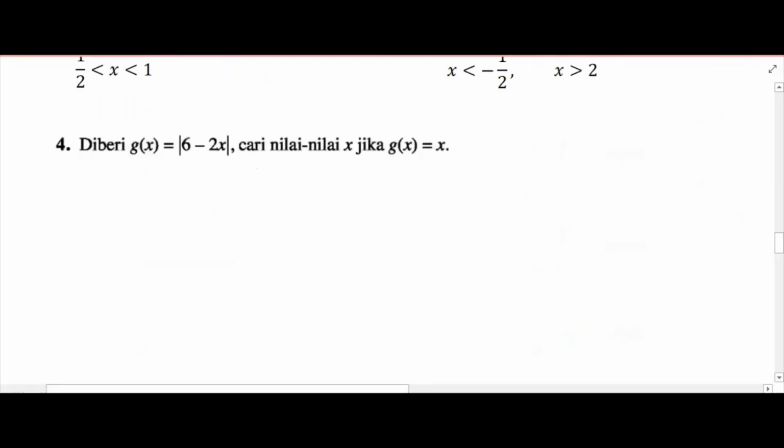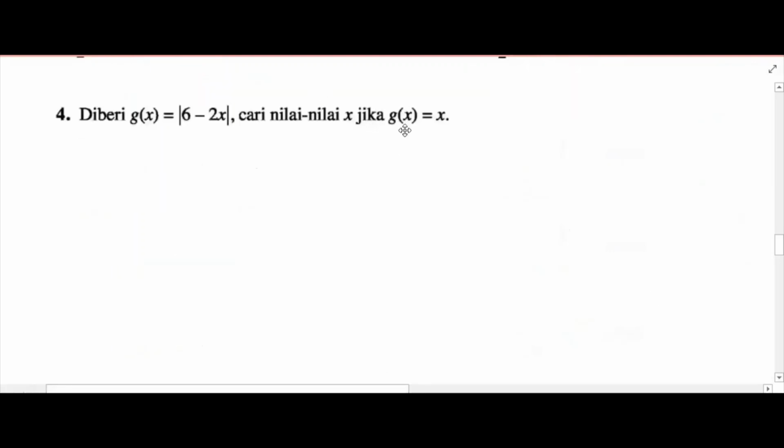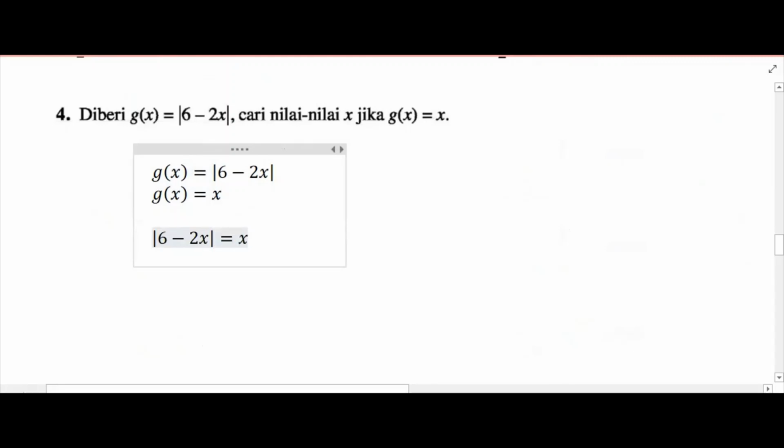Also modulus. So here they say, can you find the value when g(x) equals to x? Okay, so g(x) is equals to modulus 6 minus 2x, and then g(x) is x. Means that these two are equal. Ini dua sama punya. Okay, I will say like modulus 6 minus 2x is equals to x.